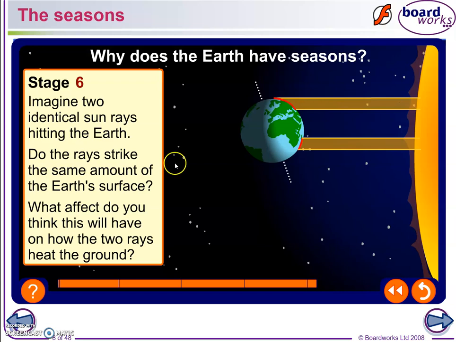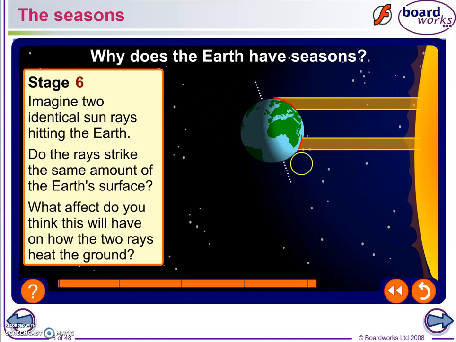Well, the answer is, as you can see, the northern hemisphere is tilted away from the sun. Now, obviously, it still receives light from the sun, but because it is tilted away, that energy from the sun is spread out over a greater area, which means it doesn't heat up as much.